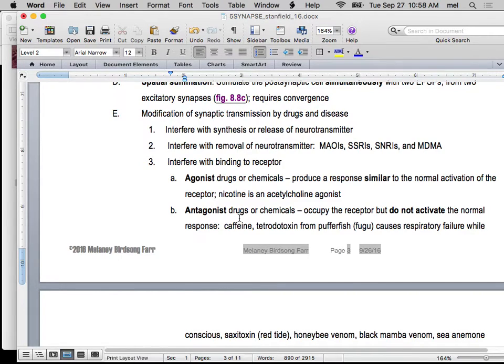Okay, so caffeine is an interesting one. It's actually an antagonist, but get this. Caffeine is an antagonist to an inhibitory neurotransmitter. So can you see how it causes excitation? It's an antagonist to an inhibitory neurotransmitter. So it sits and blocks the activity of an inhibitory neurotransmitter, and therefore it's excitatory in your central nervous system. That's how it works. That's why it makes you feel alert.